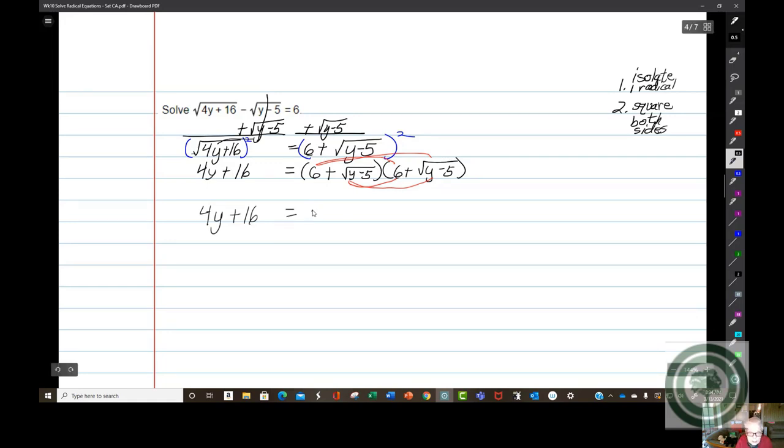6 times 6 is 36. 6 times plus the square root of y minus 5 is going to be plus 6 times the square root of y minus 5. Now plus the square root of y minus 5 times 6 is plus 6 times the square root of y minus 5. And then plus the square root of y minus 5 times plus the square root of y minus 5 is plus the square root of y minus 5 squared.